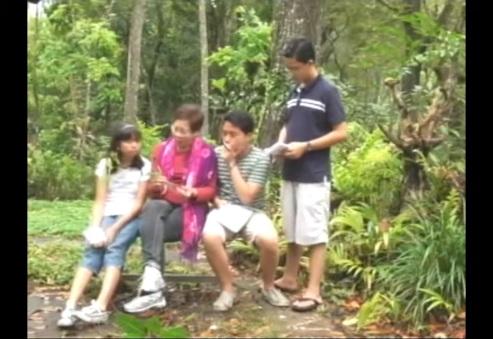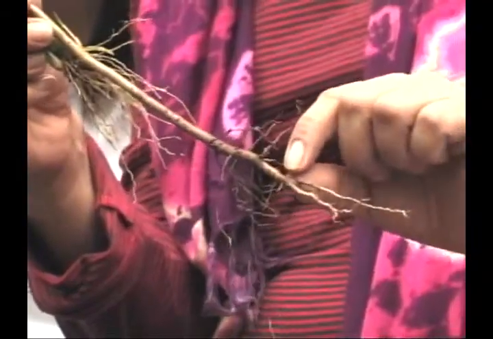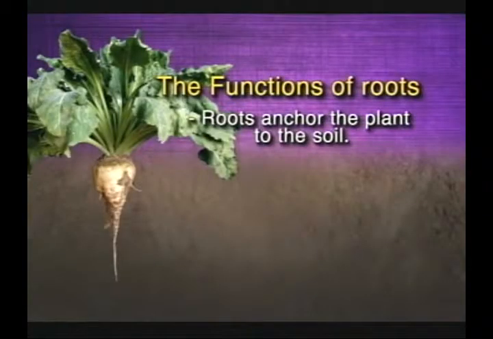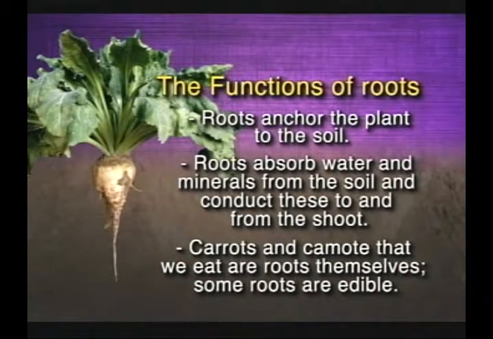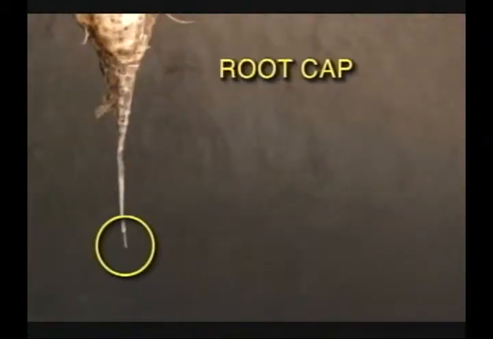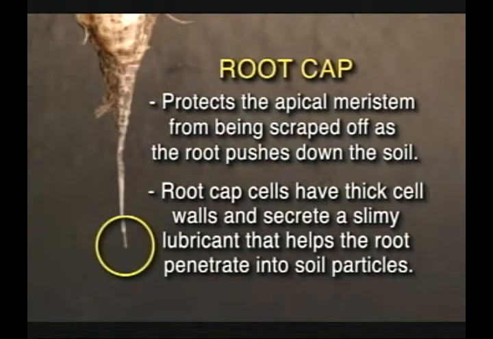Let us examine the parts of the roots so that we will be able to understand how this plant organ performs all these functions for the plants. The root cap protects the apical meristem from being scraped off as the root pushes down the soil. Root cap cells have thick cell walls and secrete a slimy lubricant that helps the root penetrate into the soil particles.